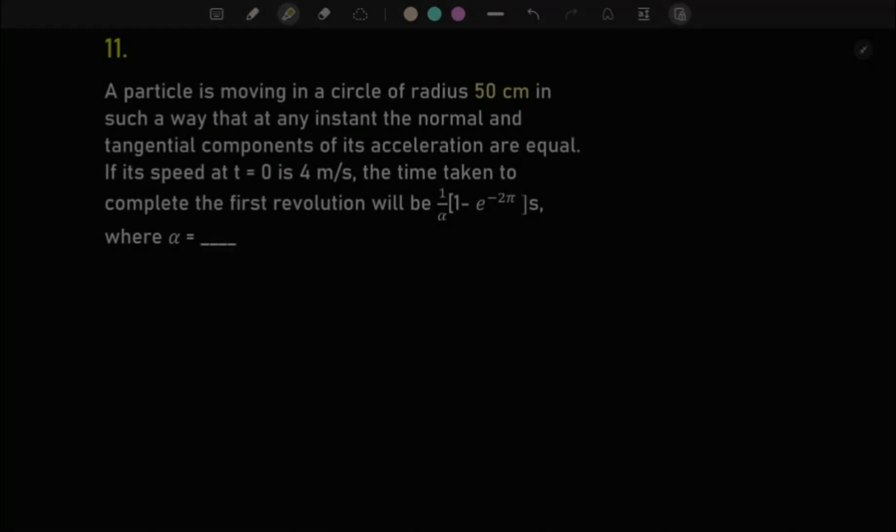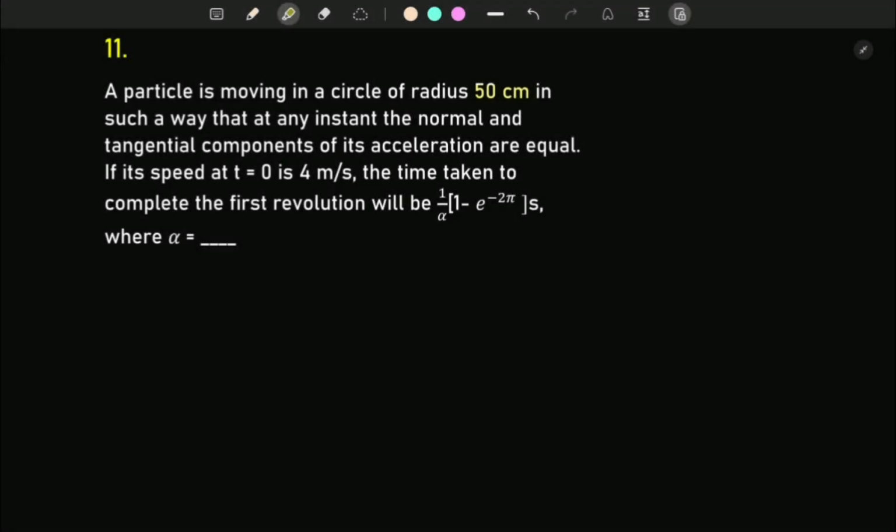Moving on to the next question, it says a particle is moving in a circle of radius 50 centimeter in such a way that at any instant the normal and tangential components of its acceleration are equal. If its speed at t equals 0 is 4 meter per second, the time taken to complete the first revolution will be, we are given a format, and in this format we need to find what is alpha.